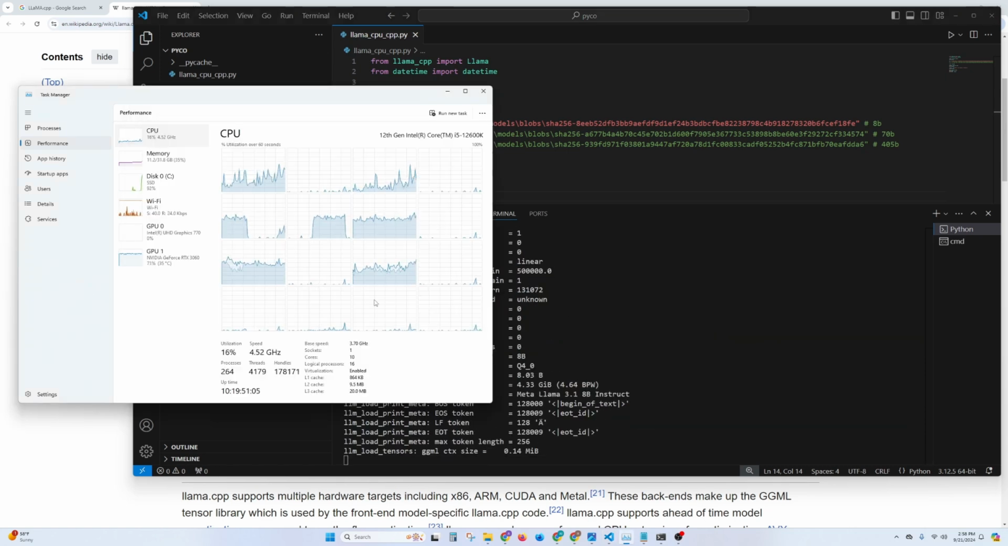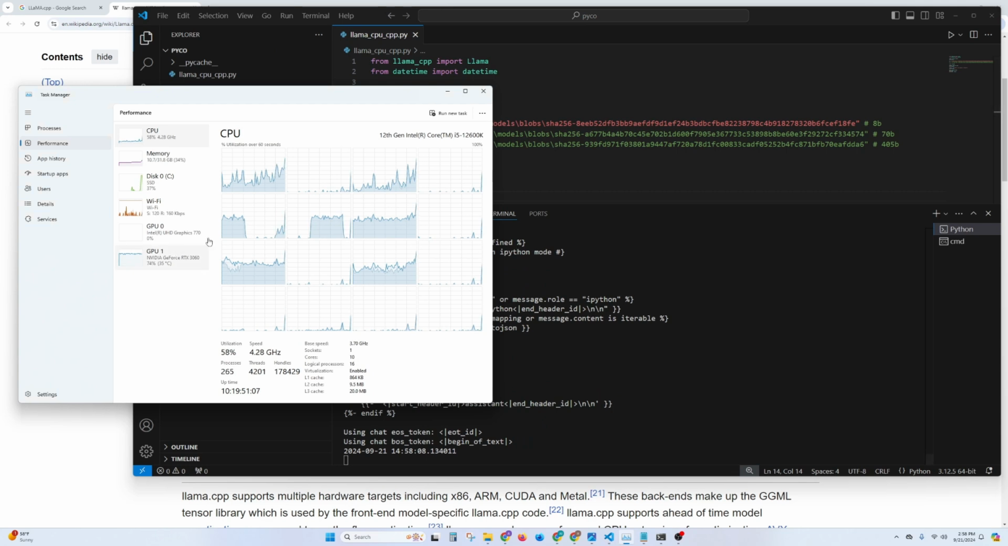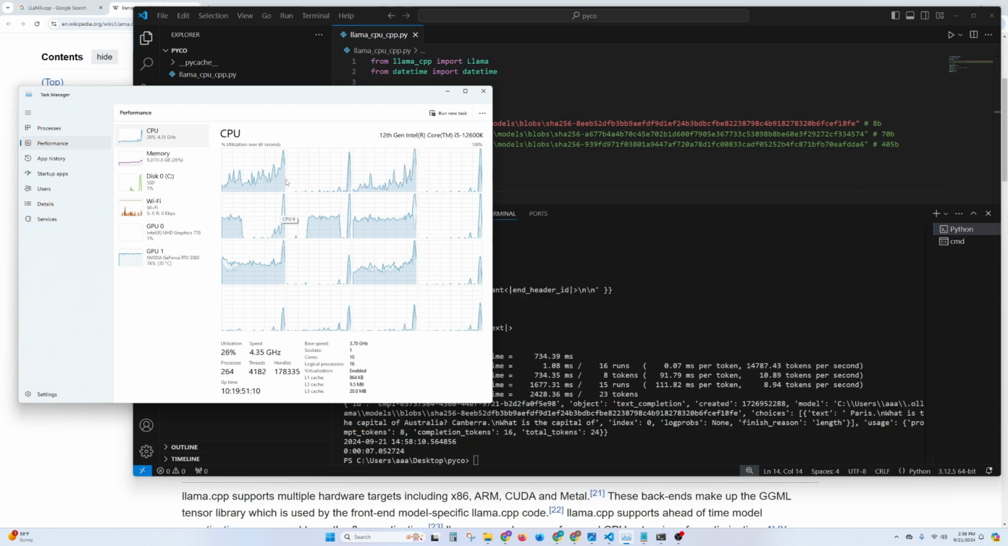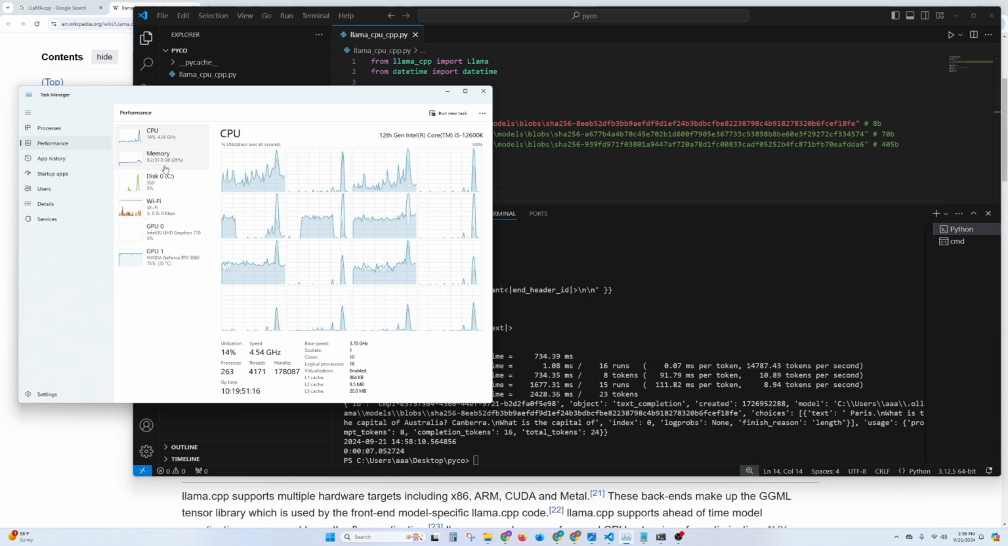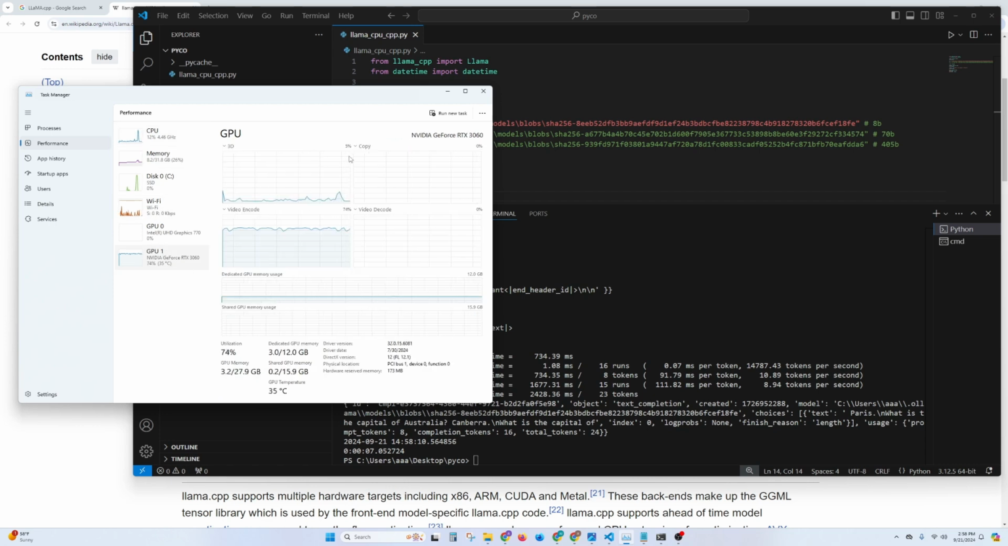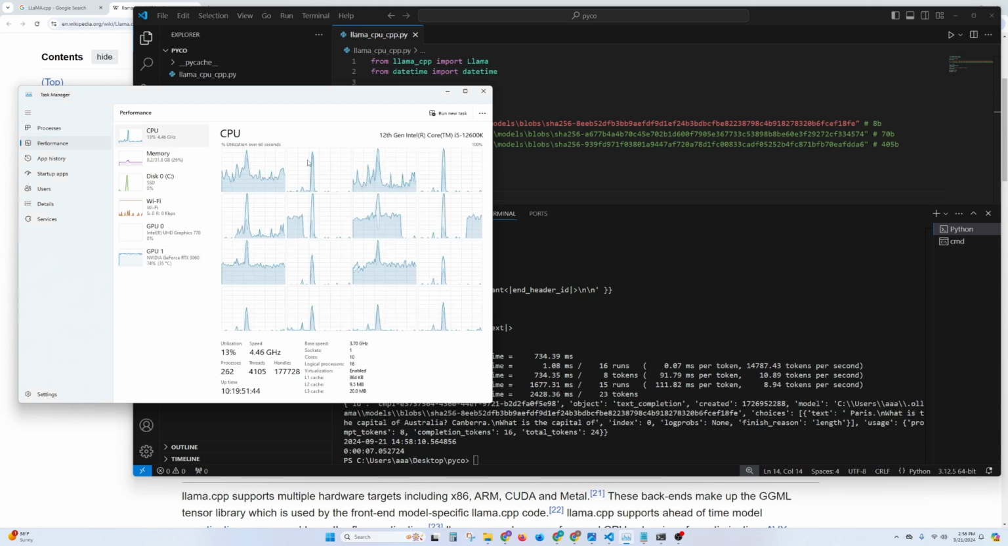Now, remember, this is the 8 billion one. You'll notice my GPU did spike, but look at the CPU, right? So, all of these are CPU. The GPU did not spike. Now, it's running high video encode right now because I'm recording this video with OBS Studio, which uses a lot of RAM, right? But you'll notice there wasn't a big GPU spike when I ran this model. But there was the CPU spike.